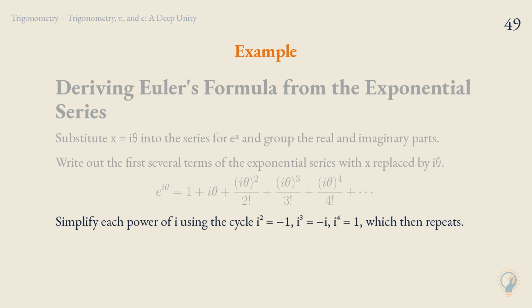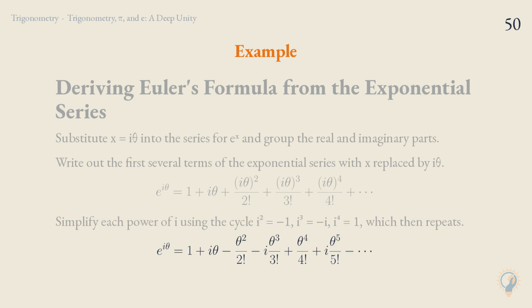Simplify each power of i using the cycle. i squared equals -1, i cubed equals -i, i to the 4th equals 1, which then repeats. This becomes 1 plus i theta minus theta squared over 2 factorial minus i times theta cubed over 3 factorial plus theta to the 4th over 4 factorial plus i times theta to the 5th over 5 factorial, and so on.